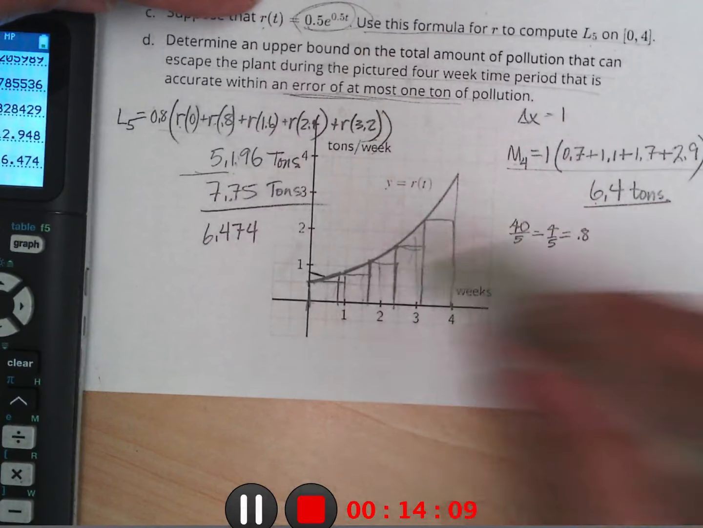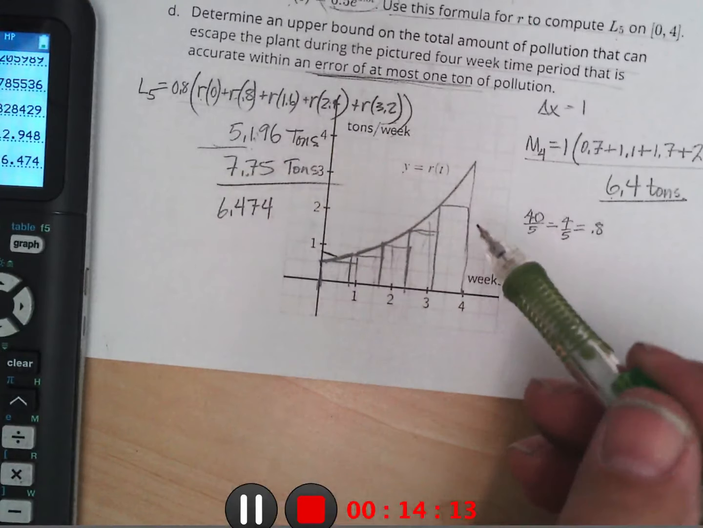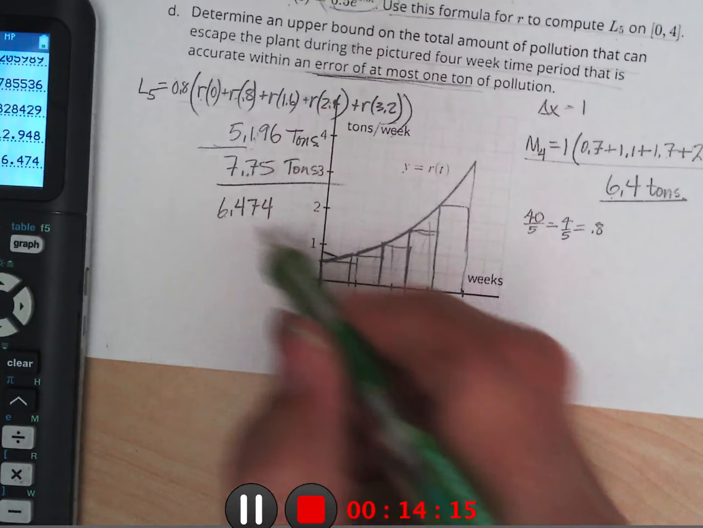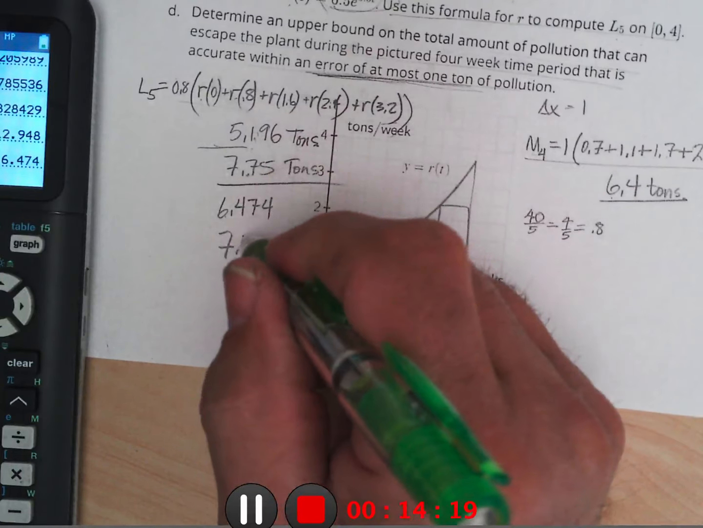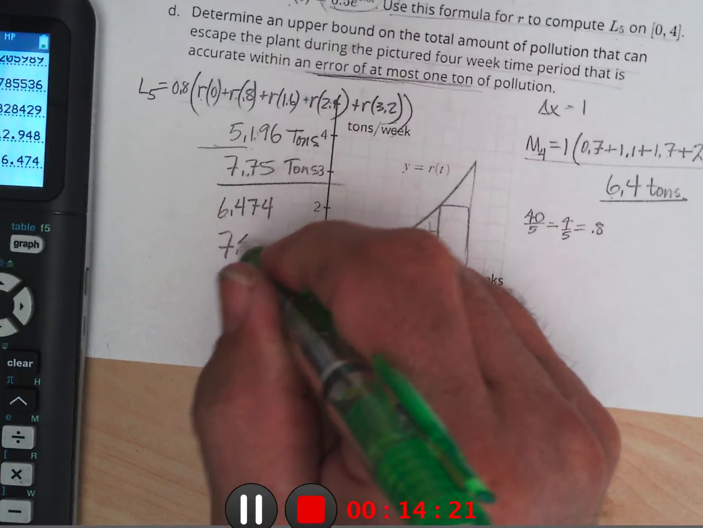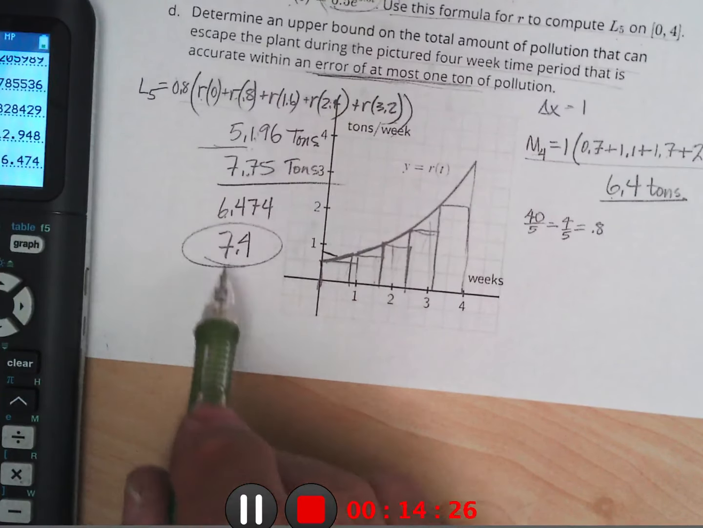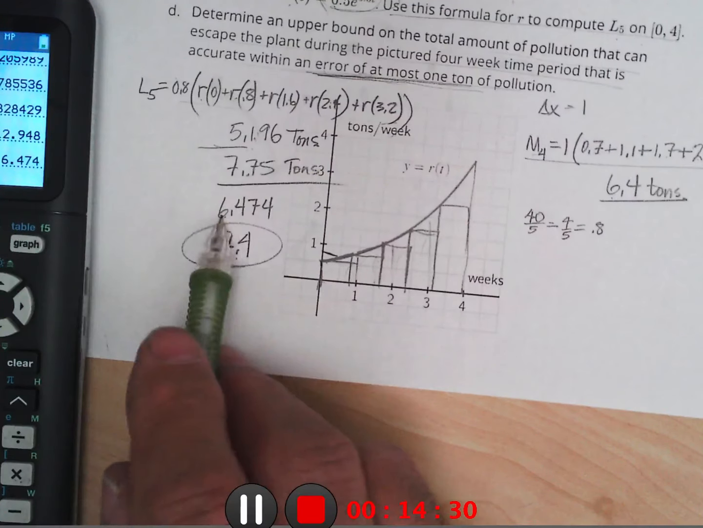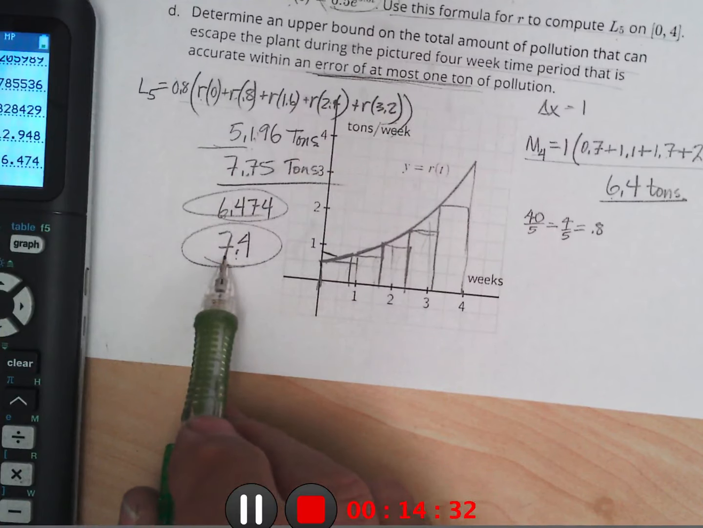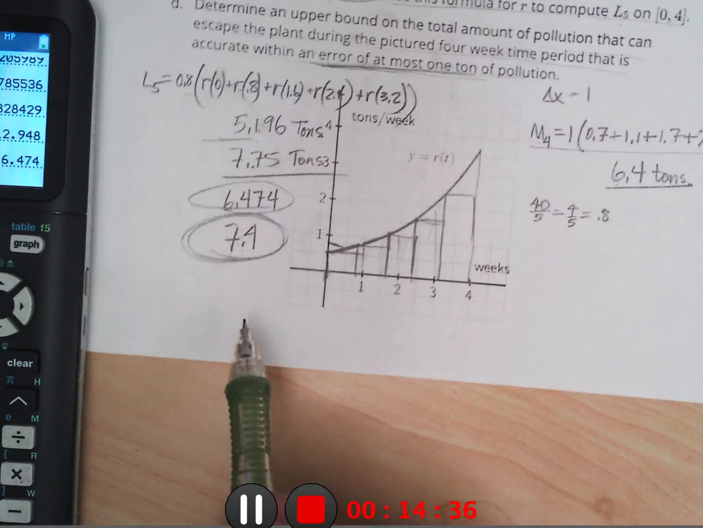And if the error is at most 1 ton, I probably would say, well, 7.4 is 1 ton more than that. It probably would not be more than that, because this is going to be really close, and a ton more than that would be this much, and so that could probably be my max area. That's a reasonable answer.